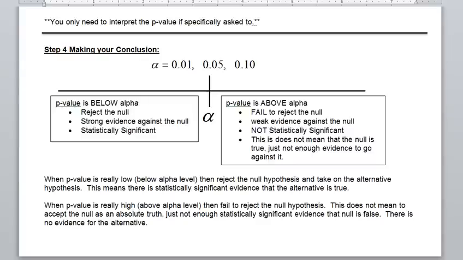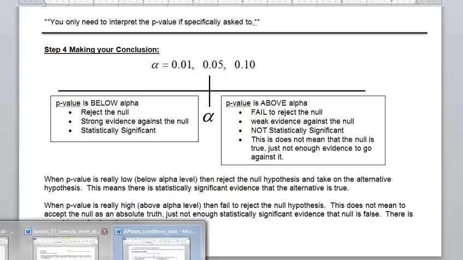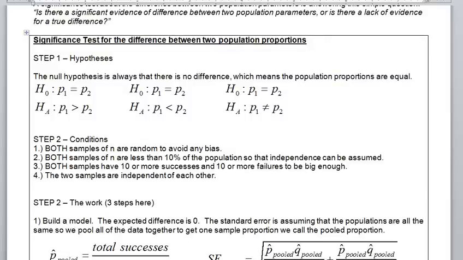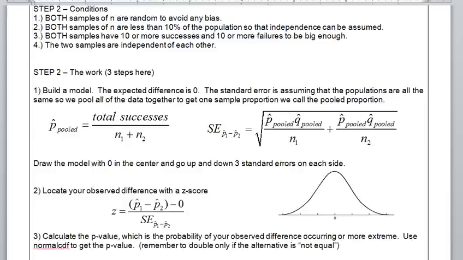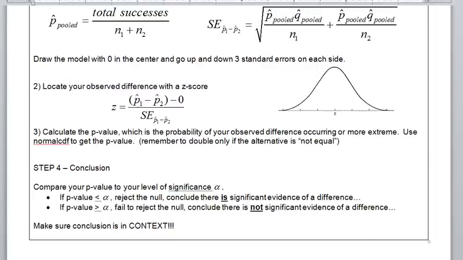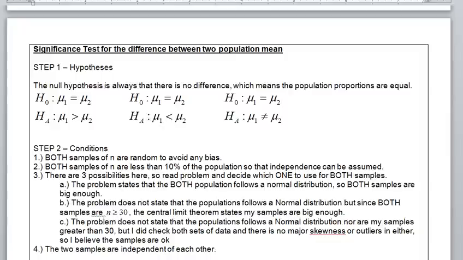Again, we've talked about all of this, and then I'll show you one more cheat sheet that we had, and that was the cheat sheet for the difference between 2 population proportions. So again, the hypotheses when you're comparing 2 proportions, the conditions, all the work when you might have to pool, or if you forget to pool, it's really not a big deal. And then your conclusion. And on the back of that cheat sheet was all the same information, but for looking at the difference between 2 population means.